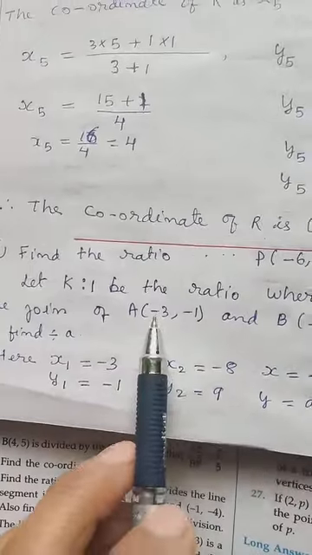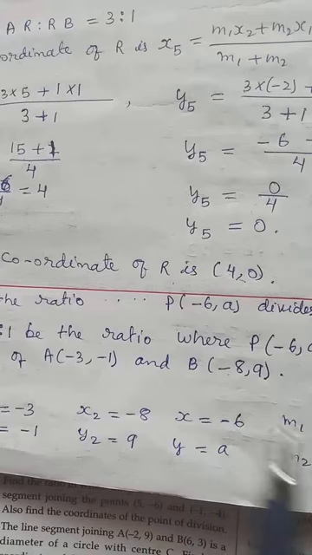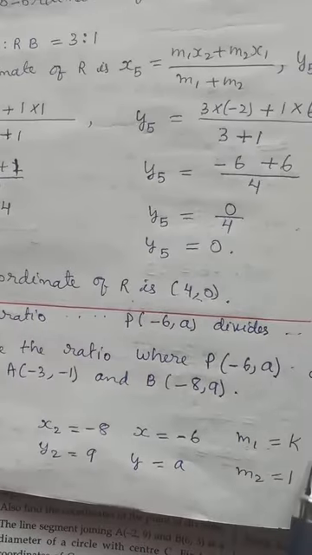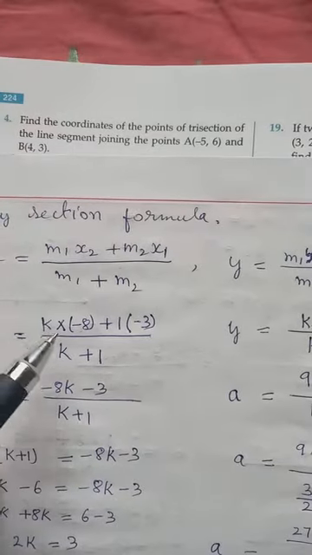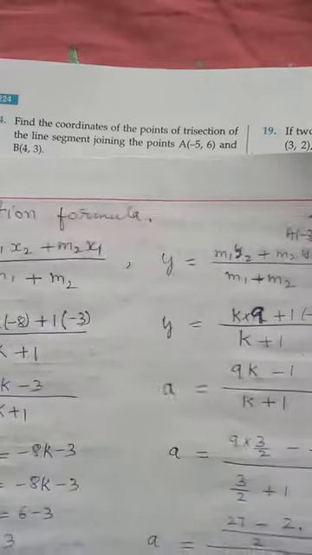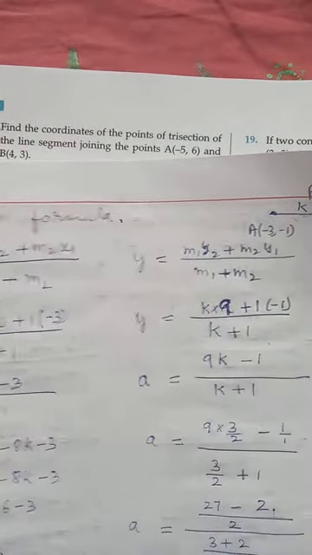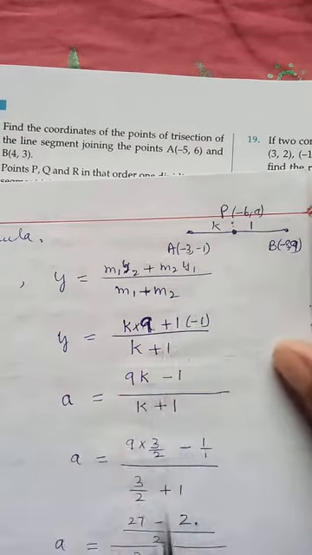So here x1 is -3, y1 is -1, x2 is -8, then y2 is 9. m1 we can take as k, m2 we can take as 1. So we replace it in the section formula. So we will have (k into -8 plus 1 into -3) over (k plus 1). Then for y also the same, we have (k into 9 plus 1 into -1) by (k plus 1).